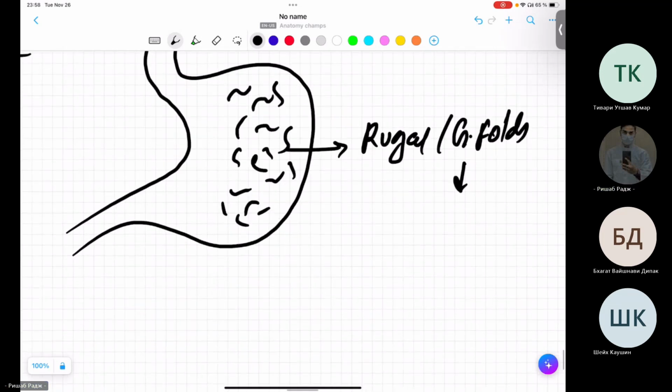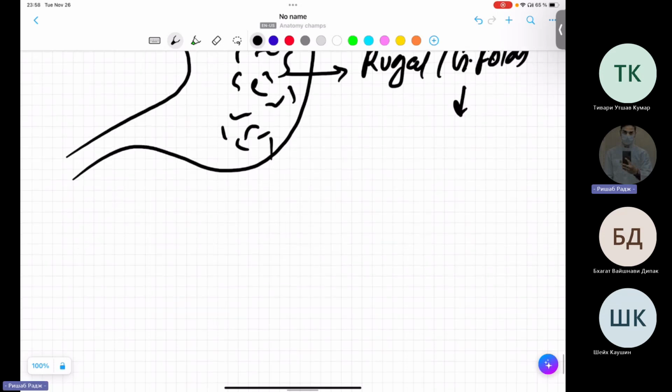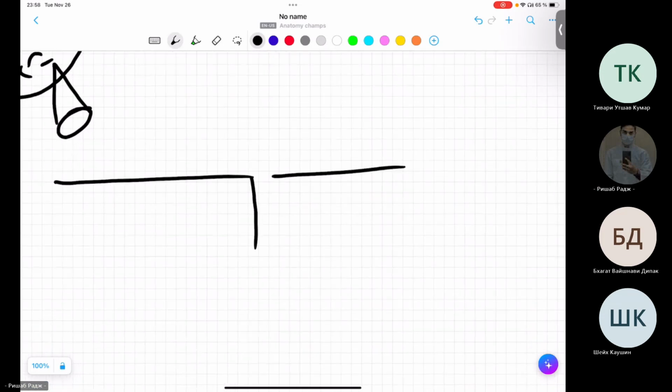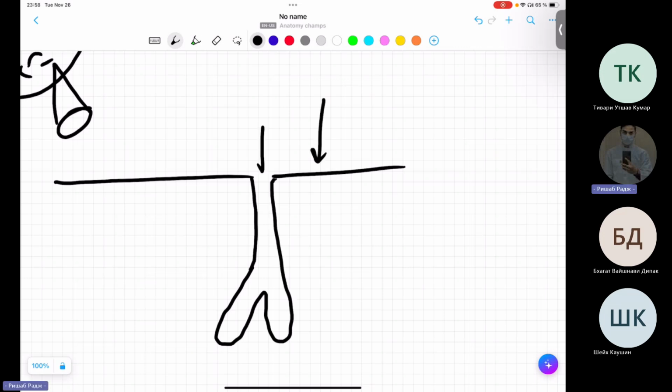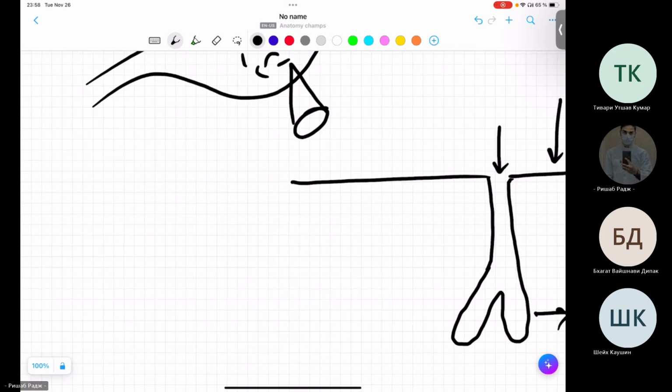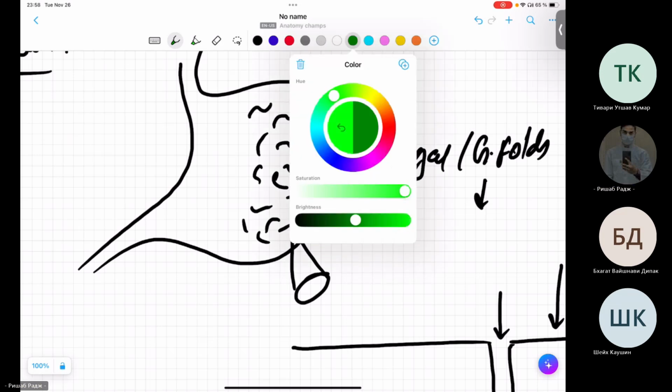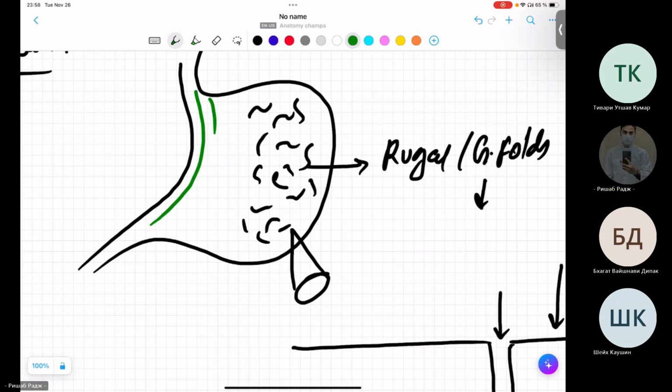Okay. In this, if I take a section from here, and if this is the lining of the stomach, this will have these pits. What does pits mean? A hollow. And then you will have your gastric glands here. And the part that you see in this region is known as your gastric canal.